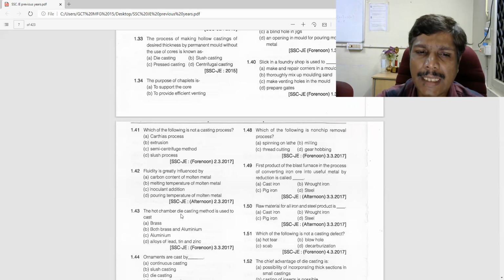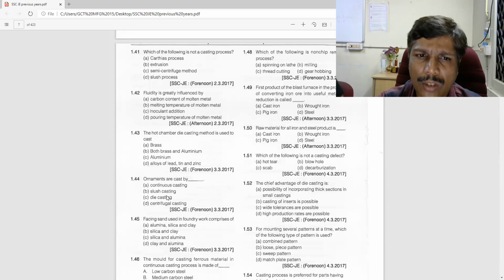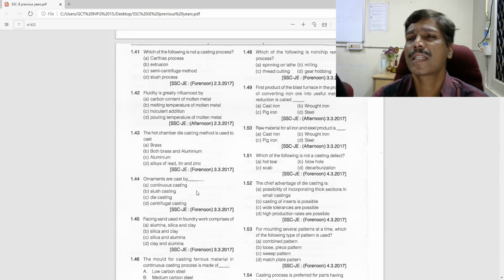Next is hot chamber die casting method. Hot chamber die casting method is used for low melting point alloys. So alloys of lead, zinc, tin. Those are the low melting point alloys. Ornaments are cast on slush casting. So for ornaments, we can go for slush casting.